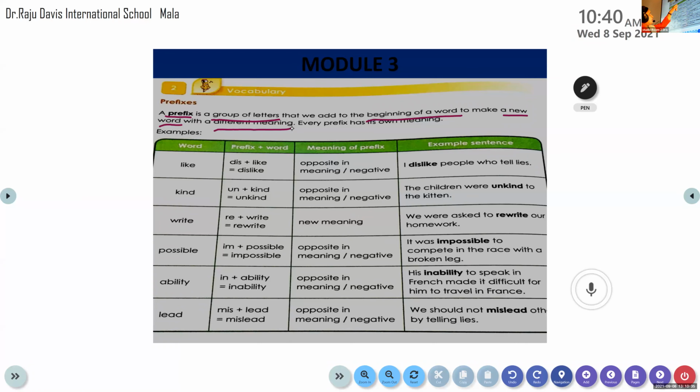Very good. Now read the next. It gives the meaning of the prefix. What is the meaning? Opposite in meaning or has a negative meaning. Negative also means the word opposite only. Negative means opposite meaning. Okay. Then read the example.